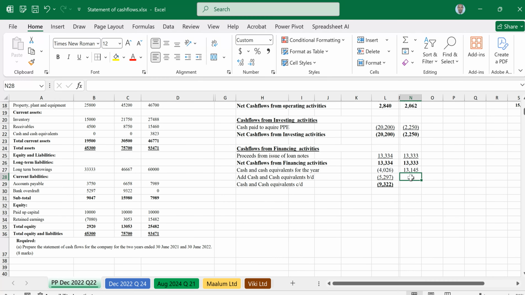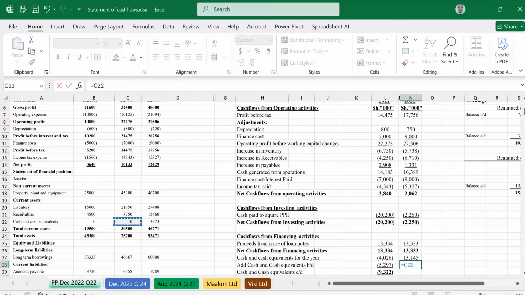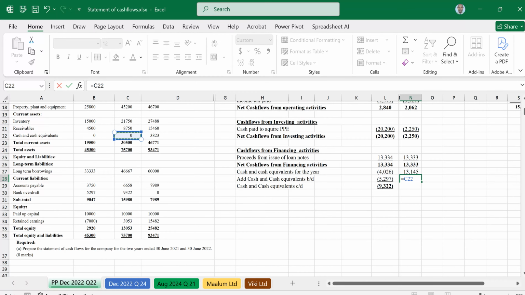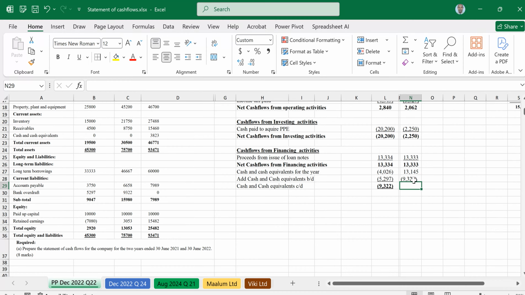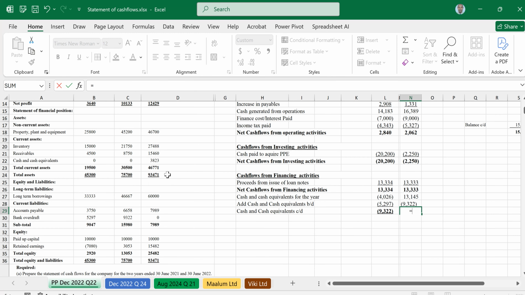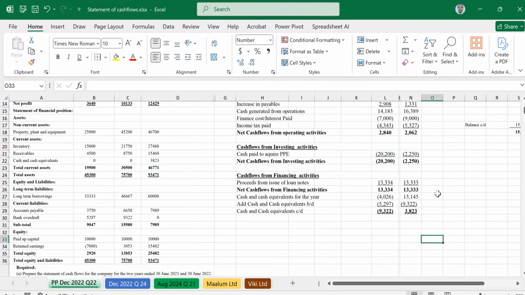The other one brought down is this 0, the one for 2021, minus the bank overdraft of 9322. So it is 9322 here. The closing for 2021 becomes the opening for 2022. Then carried down will be the cash and cash equivalents of 3823 minus the bank overdraft of 0 here. The final answer that you are getting is on it. So the cash and cash equivalents carried down is 3823.